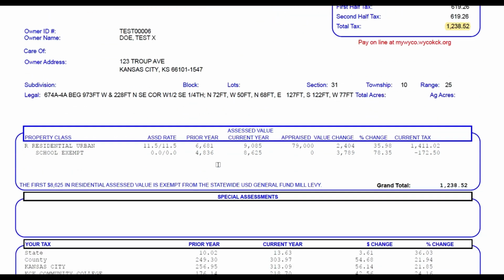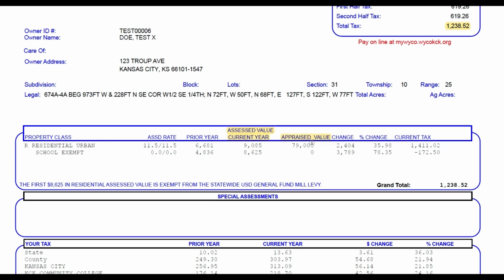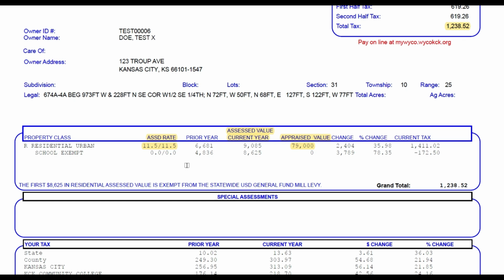The next section of your bill is focused on assessed value and is crucial to understanding how your taxes are calculated. Rather than calculating your taxes on the full appraised value of your home, which would be close to market value, they are calculated from the assessed value, which is 11.5% of the appraised. That 11.5% is determined by the state of Kansas.